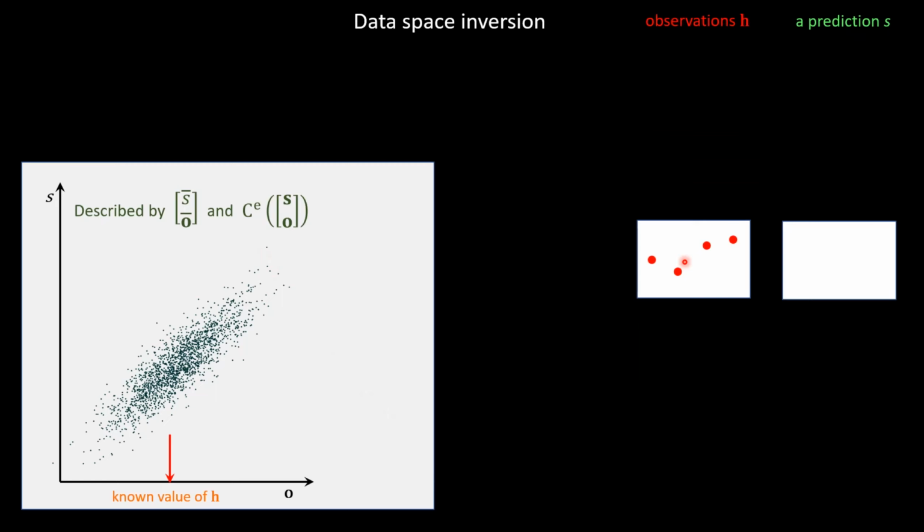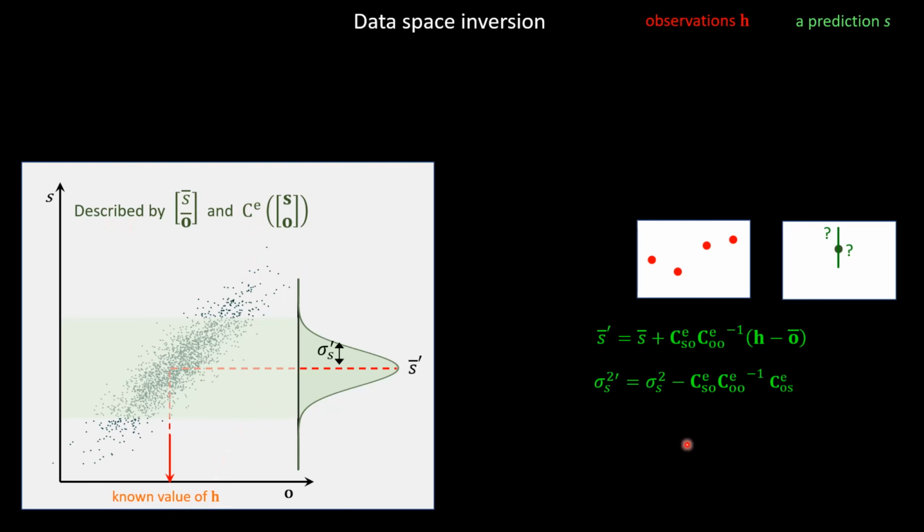Now let me reintroduce the observations that were made in the past, these red dots. And now I ask, given these observations, what's the expected value of the prediction that I care about? And what's its uncertainty? Well, this can be easily calculated. I just condition my statistical model by the measurements that I made in the field, and using formulas that are well known in statistics and linear algebra, I then have the expected value of the prediction and the uncertainty of these predictions.